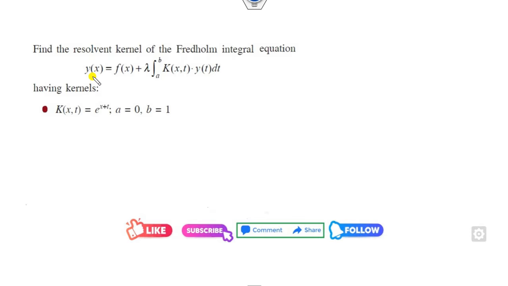For example, here a and b are 0 to 1. The kernel is e^(x+t), and if I break it, it is a multiplication, not a plus or minus sign, so this condition is satisfied. Now you can find K(x, x), with the limits 0 to 1. What is the answer? K(x, x) is e^(2x).